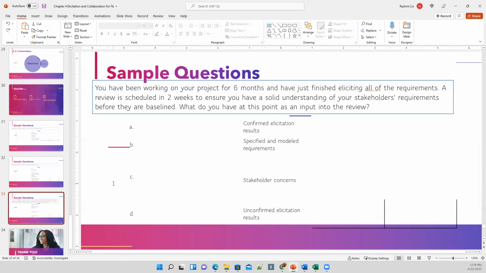And reading the question, it looks like this goes back to a specific task that you're performing. And this would be to confirm elicitation results. So if you know the task you're performing, you know what the inputs are, right? So your inputs are unconfirmed elicitation results. So it would be D, and that's the answer.